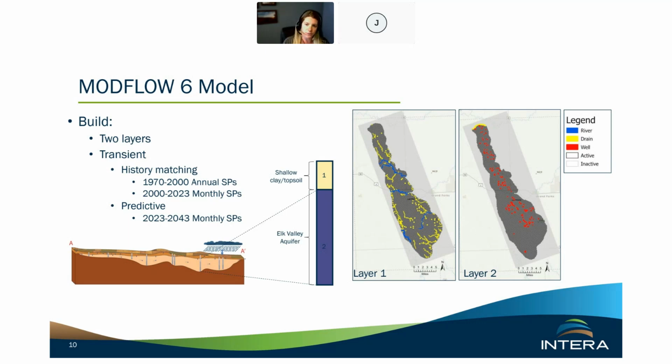We have annual stress periods from 1970 to 2000 to really capture that wet and dry year trend. And then post-2000, we moved to monthly stress periods. So now we're not just trying to capture the wet and dry year trend, but also the seasonality across the year. And then we have a predictive period as part of our model. That's a 20-year span with monthly stress periods as well. We're simulating aerial recharge using the recharge package and then using the drain and the river package to represent the surface water conditions. And then we're using the well package to represent existing water use.